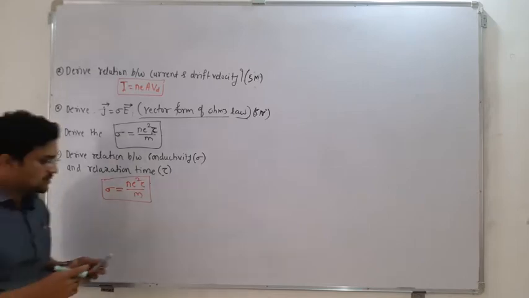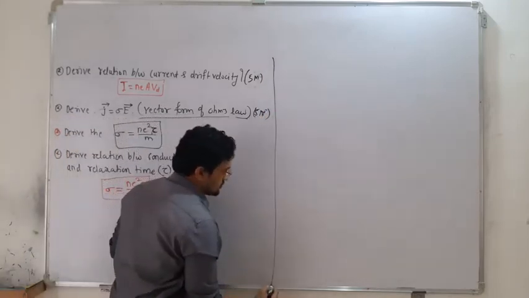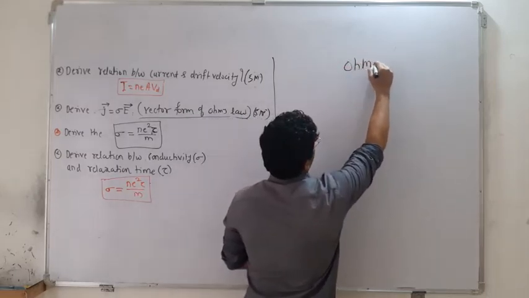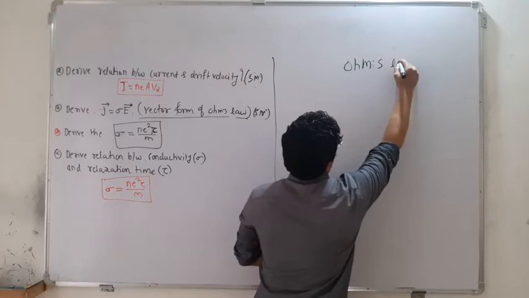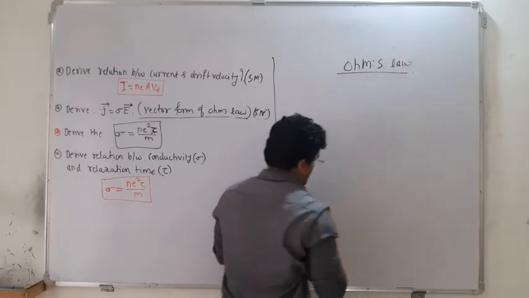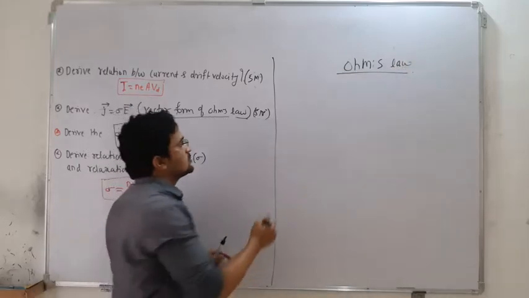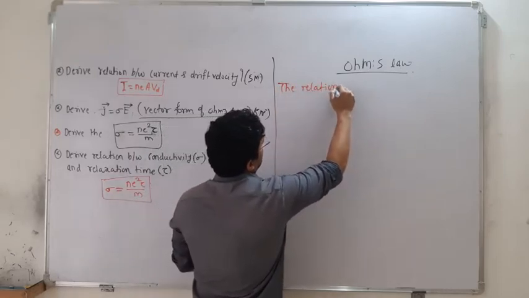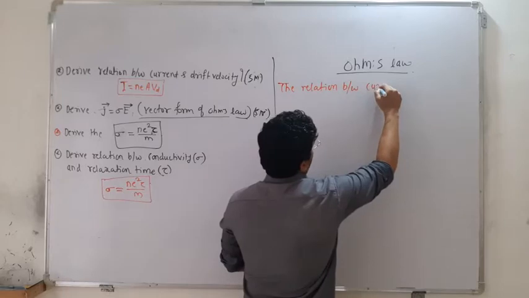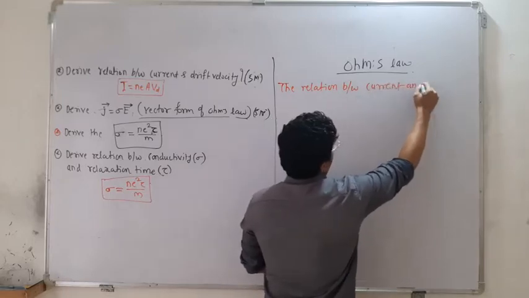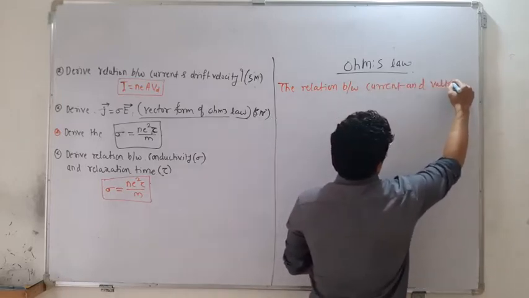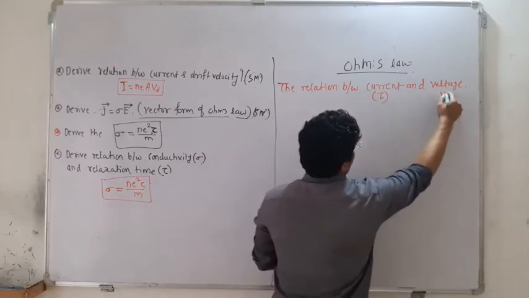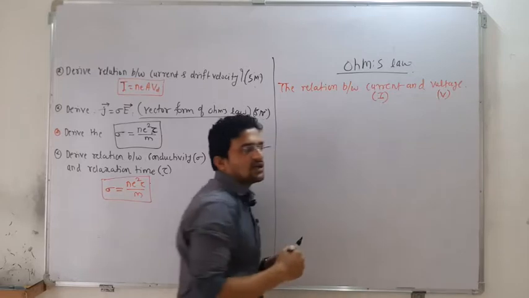Next, today we are going to learn one basic concept, that is Ohm's law. This law tells you about the relation between current and voltage, that means I and V. So what is the relation between I and V?